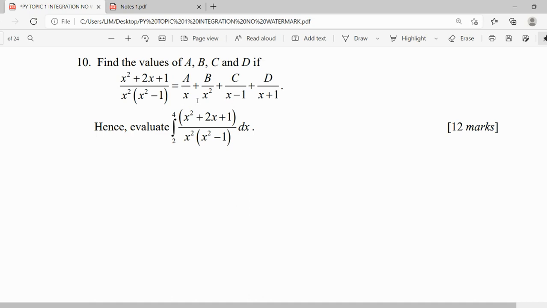So we have four unknowns here, so a bit challenging for this question. We haven't met four unknowns together. Okay, so for x squared plus 2x plus 1 over x squared, x squared minus 1, I will write it in factor form so that we can see it clearly. So this x squared minus 1, I write it in completely factored form, x minus 1, x plus 1. So this x squared is a repeating factor, so they give us already.